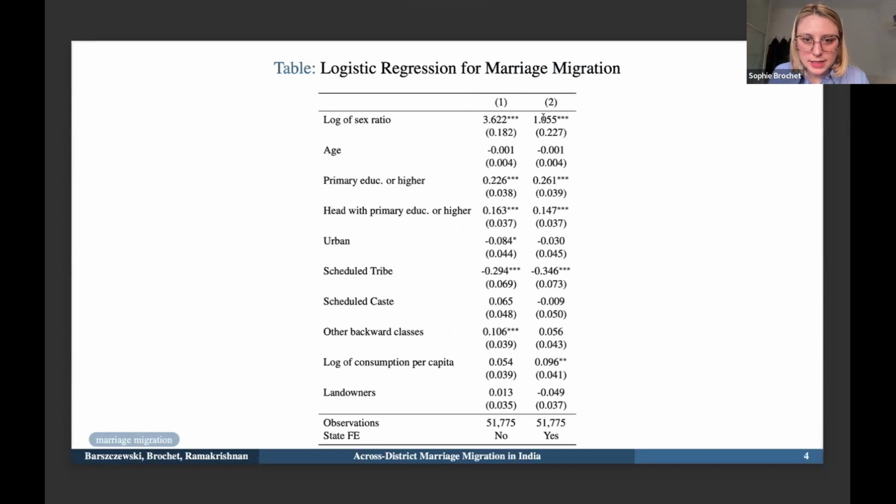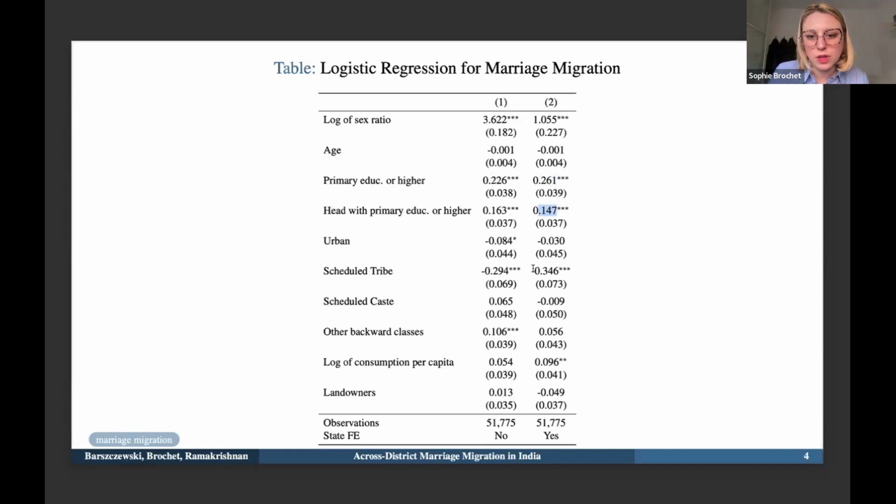What you can see is that the more skewed toward men the sex ratios are, the more likely it is that the woman is a marriage migrant. So in districts with more skewed sex ratios, there are more women that are marriage migrants. This relationship is positive and significant. We also find that women with primary education or higher are more likely to be marriage migrants, and they are more likely to move into households where the head has at least primary education.